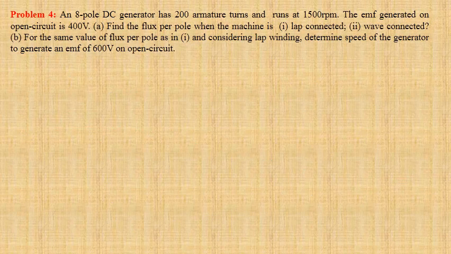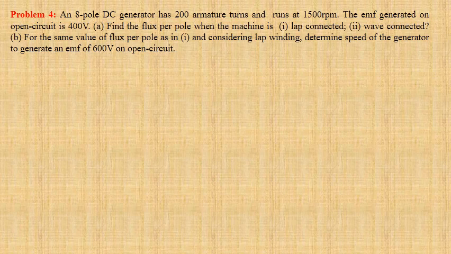Problem number 4. An 8-pole DC generator has 200 armature turns and runs at 1500 RPM. The EMF generated on open circuit is 400 volts. We have to determine the flux per pole when the machine is lap connected and when the machine is wave connected. For the same value of flux per pole as in case 1 and considering lap winding, we have to determine the speed of the generator to generate an EMF of 600 volts on open circuit.